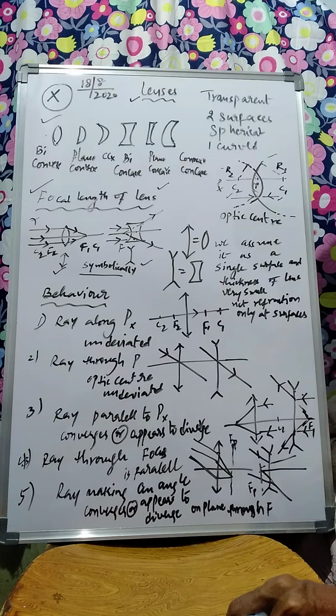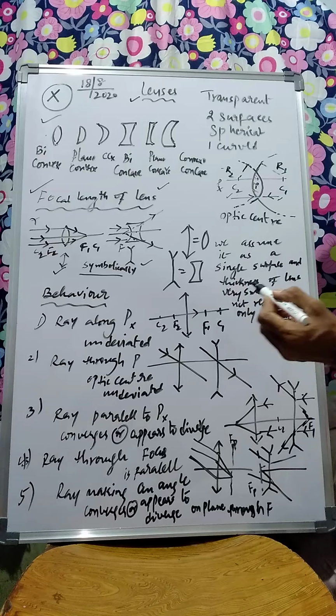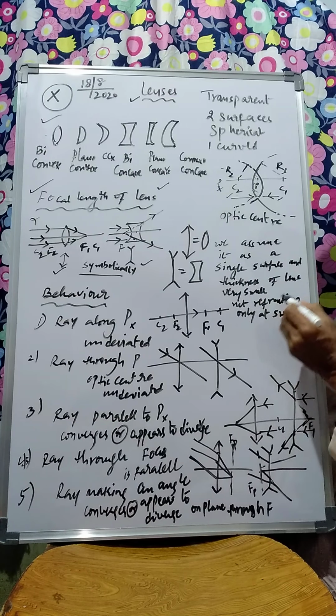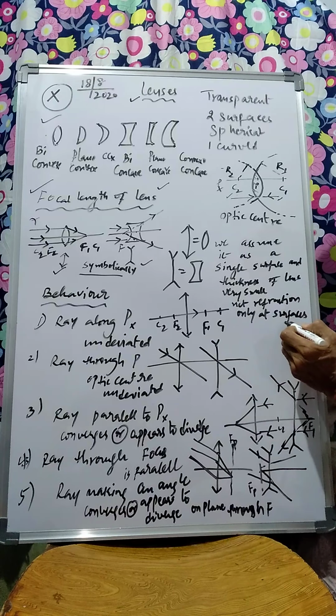So now let us say symbolically, we assume it is a single surface, the thickness of the lens is very small, and refraction happens only at the surfaces.